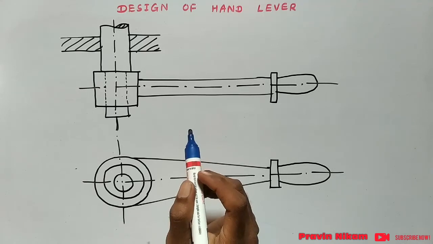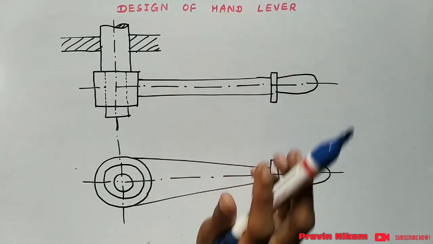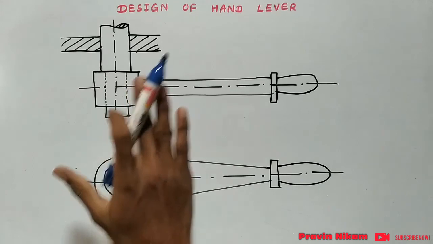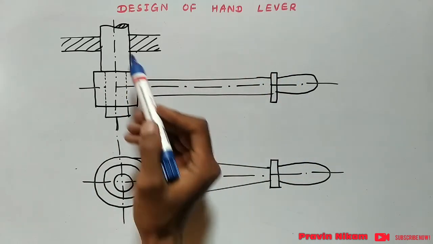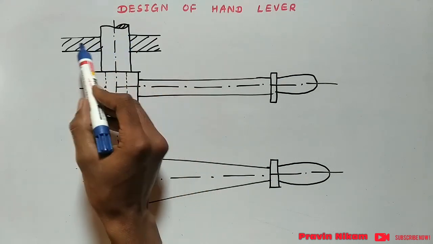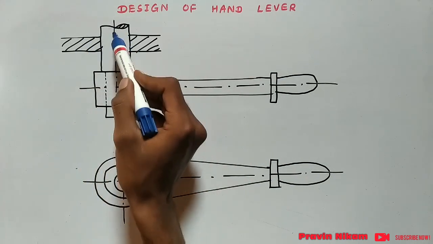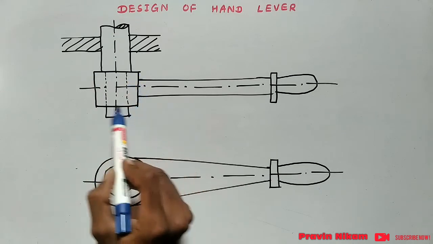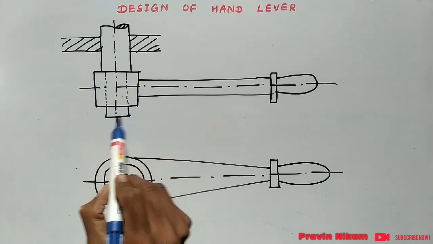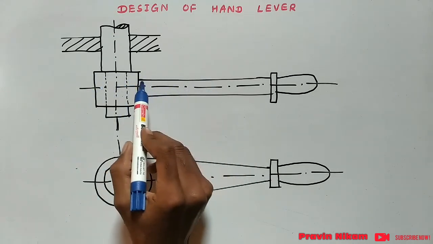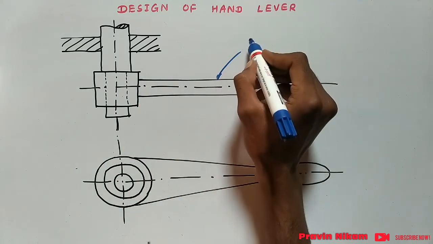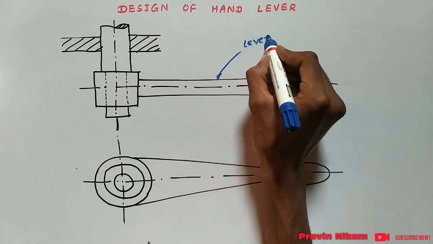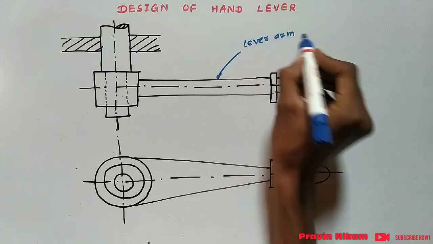I am going to discuss how to design a hand lever. This is the schematic diagram of the hand lever. One shaft is there, this is the bearing, and this is the shaft in bearing. This is the boss of the hand lever, and this is the shaft in boss. This is the lever arm.